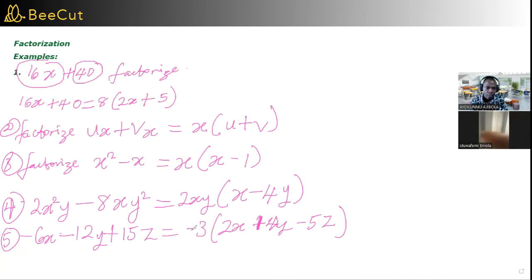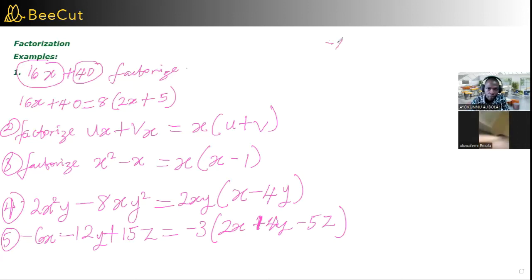Please look at what I'm explaining, such that if I want to expand it and see whether it's going to give me what's on the left hand side, I will say negative 3 times positive 2x is going to give me negative 6x. Then negative 3 times positive 4y is going to give me negative 12y. And negative 3 times negative 5z is going to give me positive 15z. So take note of that, and there is something you should take note of there.